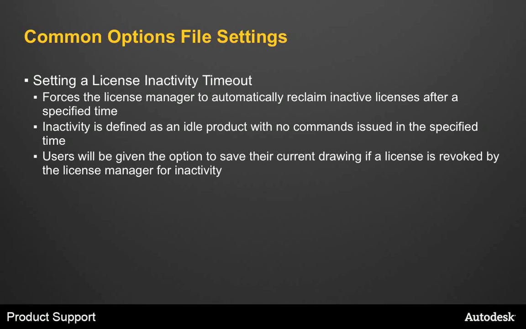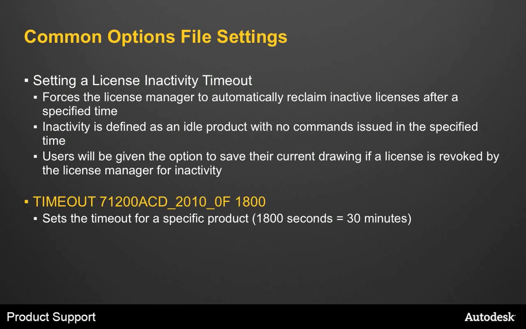If a product goes idle and a license is reclaimed, users will be given the option to save their current drawing. This option looks like this: timeout, and then the feature code of the product, and the amount of time. So this line sets a timeout for a specific product. In this case, it's AutoCAD 2010, and it sets it to 1800 seconds or 30 minutes. So if a user launches AutoCAD 2010 and it sits without any activity for 30 minutes, the license will be revoked. Note that the lowest acceptable value you can set is 15 minutes.